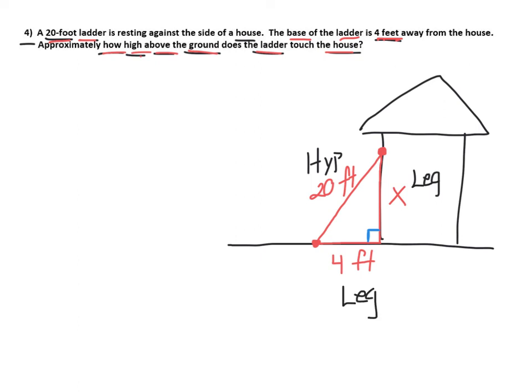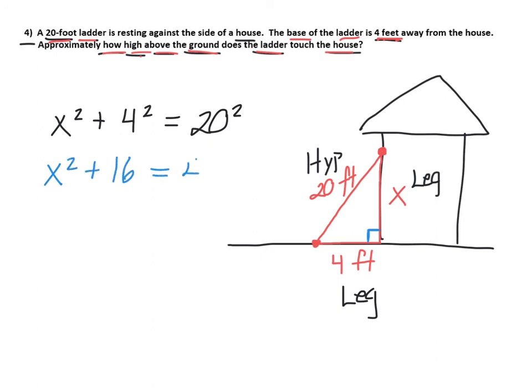So now I can plug them into my equation. Leg squared plus leg squared equals hypotenuse squared. So let's go through and square our terms. Looks like I'm going to end up with 16 and 400. So I end up with x squared, I subtract 16, is going to equal 384. Now I'm going to take the square root of both sides.